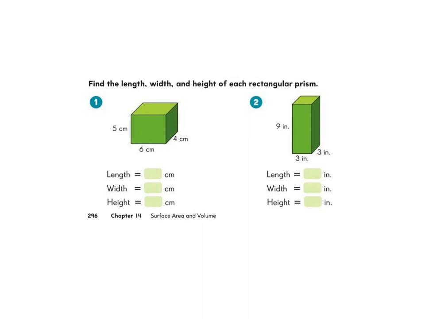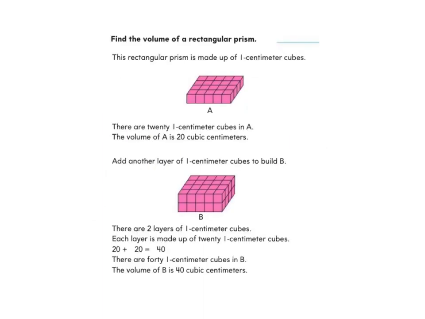So if we look at number 1, the length, which is how far across it goes, would be 6 centimeters. The width, how wide or how far back it goes, is 4 centimeters. And the height, how tall it is, would be 5 centimeters. When we take a look at number 2 now, the length would be 3 inches, the width would be 3 inches, and the height would be 9 inches.